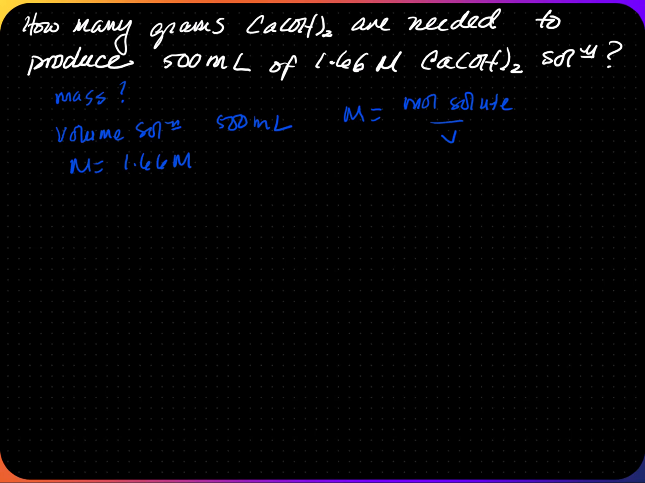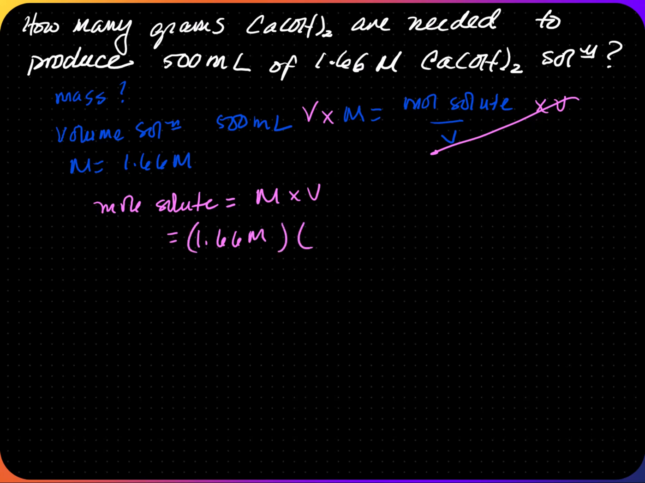So if you're struggling with math, the first thing you want to do is isolate the variables. So you want to multiply both sides by the volume. The volumes cancel out. That means the moles of solute is going to equal molarity times volume. If I plug my numbers in, this is 1.66 molar. My volume is in milliliters, so I need to convert it. Milliliters, milliliters. There's 1,000 milliliters in 1 liter. If you calculate this correctly, you get approximately 0.83 moles of solute.